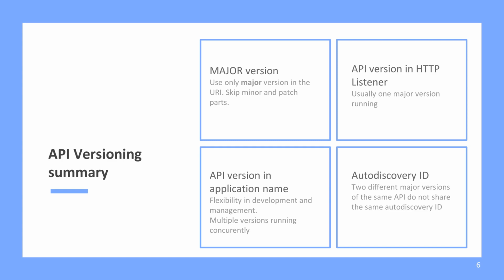You can use two approaches to version your APIs on CloudHub. You can put the API version in the base path, which is configured in the HTTP listener configuration. This approach is usually taken when only one major version of our application should run. Or you can put the API version in the application name. This is the perfect case when you need multiple versions of the same API running independently. It's flexible in development and management. Last but not least, remember that the auto-discovery ID is different per major API version.